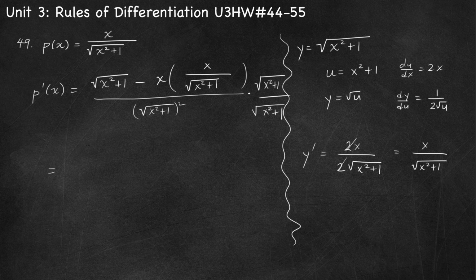Okay, let's simplify this. So on the top, I have to distribute this. When I multiply square root of x squared plus 1 times square root of x squared plus 1, I get x squared plus 1. Then I'm distributing here. So I have negative x times x. That's negative x squared. And then this x squared plus 1 is going to cancel with this x squared plus 1. So I just have minus x squared there. All over. And then when I multiply these two together, I get x squared plus 1.